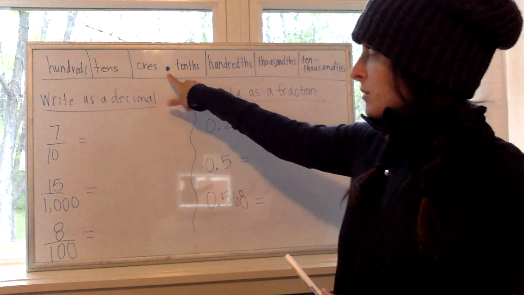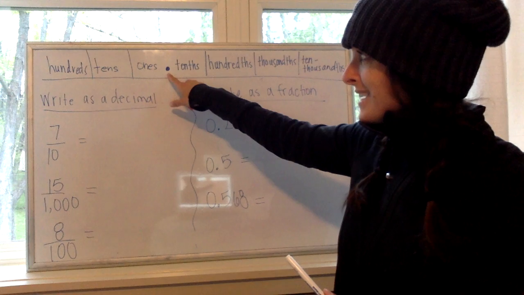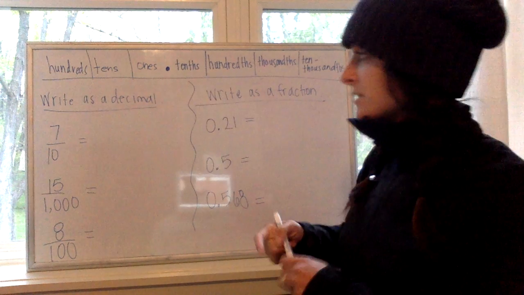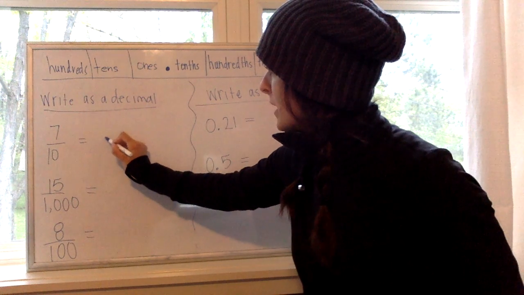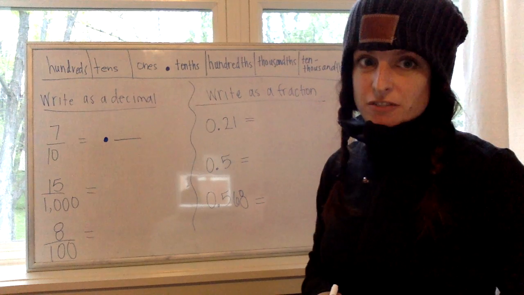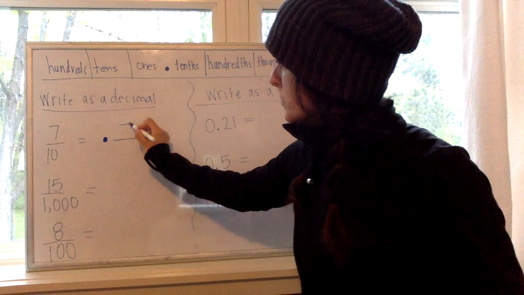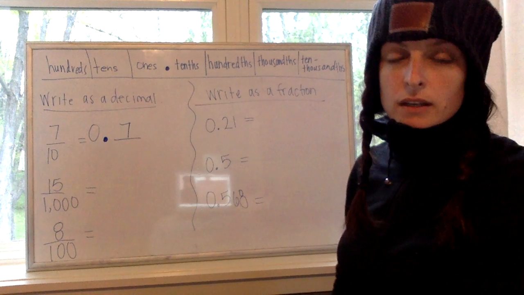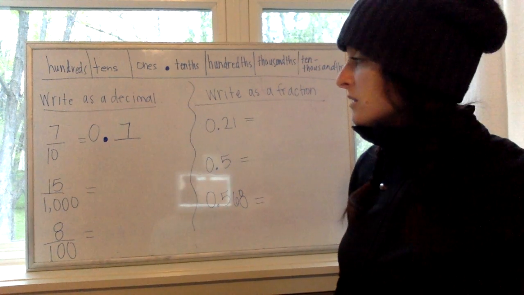So if I look up at my decimal and I see tenths, I have one digit after my decimal. So I know I'm going to have my decimal, and then I need to go one digit after. So 7/10 would just give me a 7 in the tenths place, and then you can put your 0 there as well. Okay, so 0.7 is 7/10.